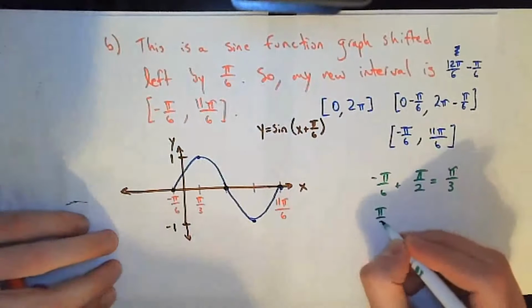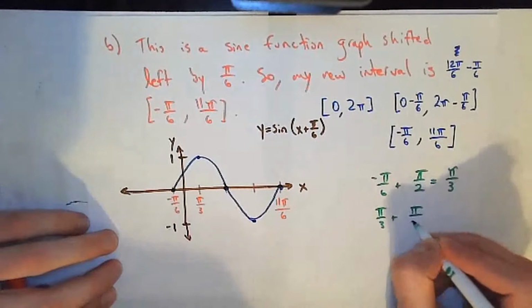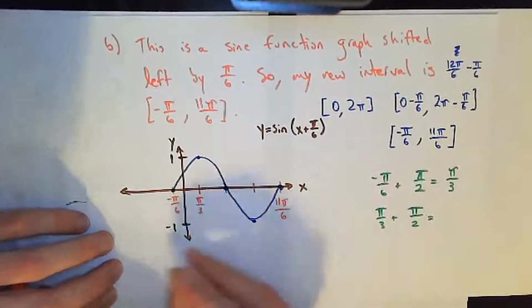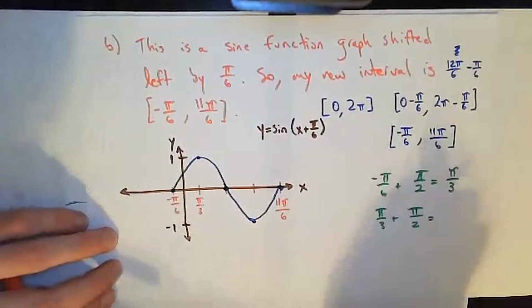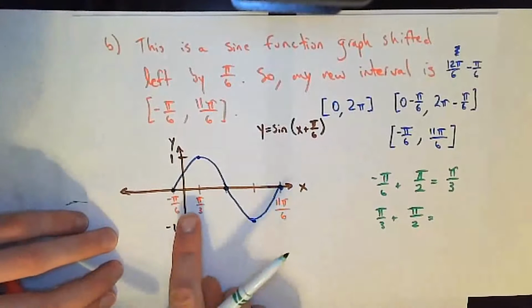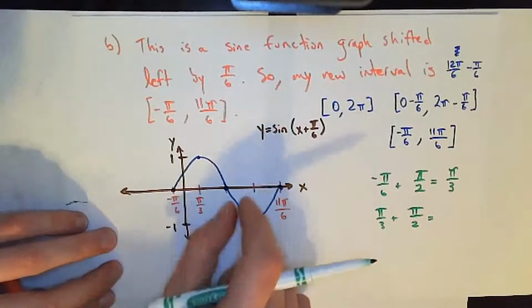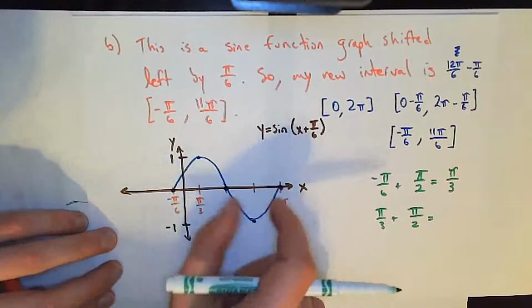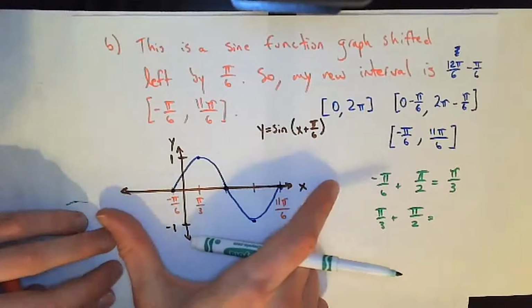Then pi on 3 plus pi on 2. So are you always going to be adding pi on 2 to find these things? Well, no. The pi on 2 is coming from the fact that my period is not squished, right? It's not squished or extended.